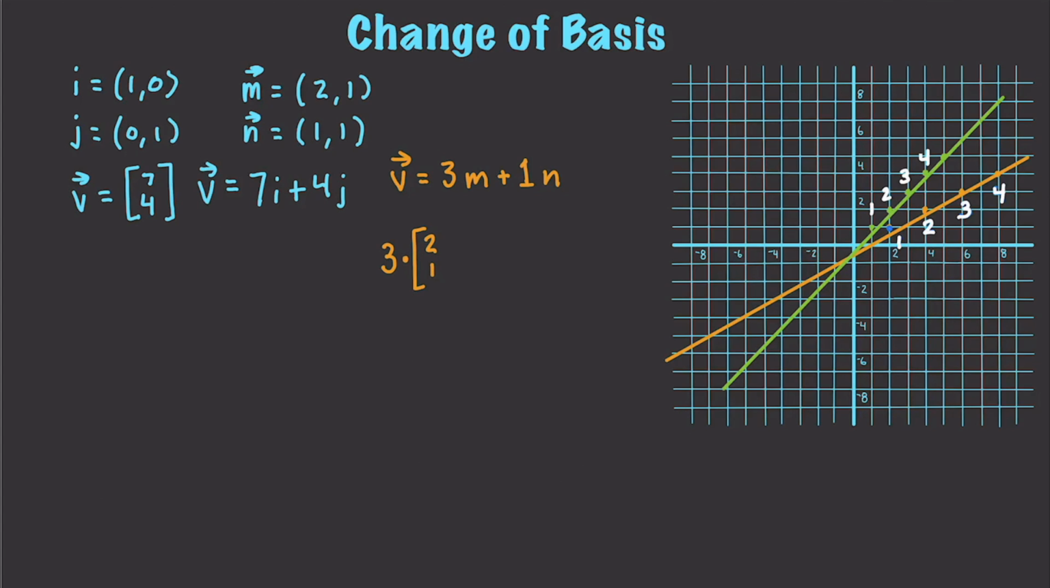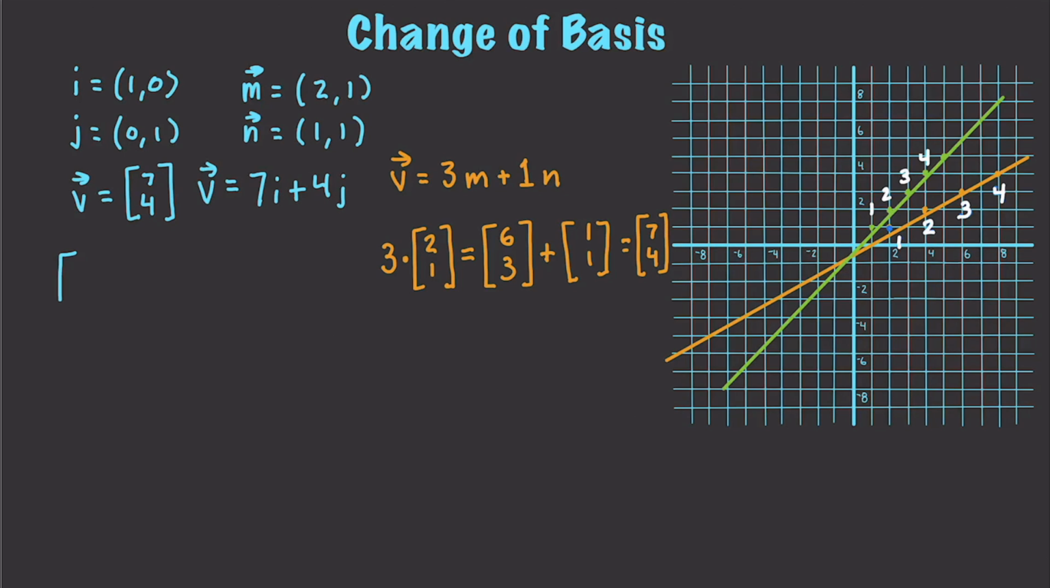And I can show you exactly how that would be true if we take 3 times 2 and 1, plus 1 and 1. And 2 and 1 obviously is coming from right there. Well, this would come out to be 6 and 3 plus 1 and 1, which of course is going to end up being equal to 7 and 4 using the standard basis.